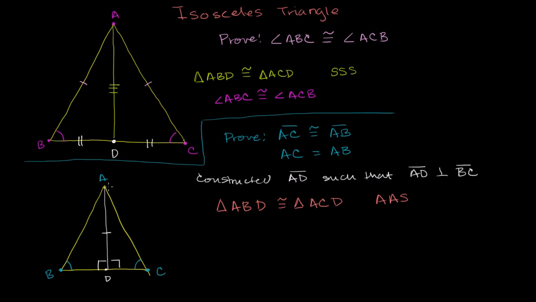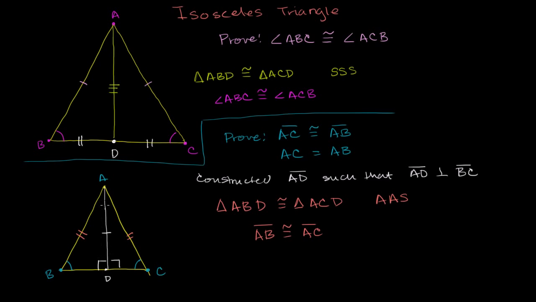So then we know that AB is a corresponding side to AC, so these two sides must be congruent. And so you get AB is going to be congruent to AC. And that's because these are congruent triangles. And we've proven what we wanted to show. If the base angles are equal, then the two legs are going to be equal. If the two legs are equal, then the base angles are equal. Very, very, very useful tool in geometry.